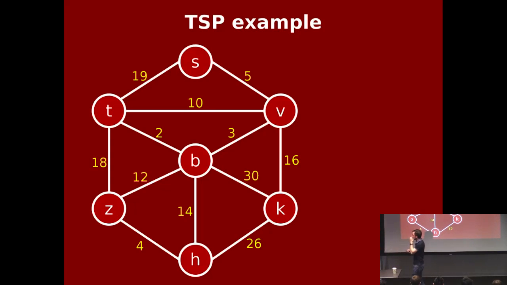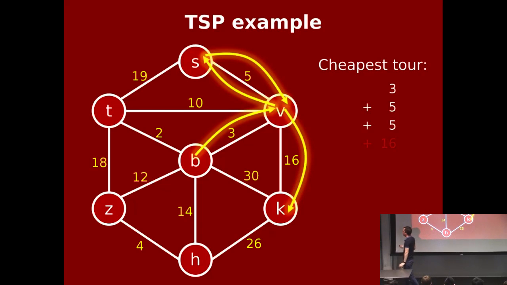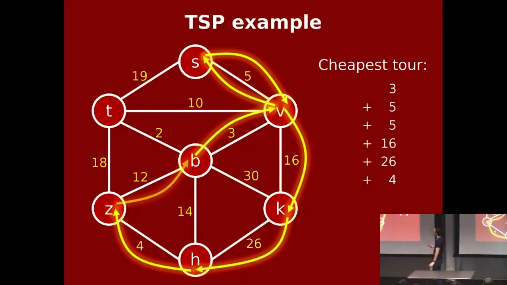I mean, one thing you can do, there's only 7 vertices, so there are only 7 factorial different orderings, and you can just try them all and see which is the best. In fact, I just wrote code that did that. 7 factorial is not that large, but n factorial is very large, so you cannot do that. Anyway, the cheapest tour for this one looks like this. Start at B, go to V, that takes 3, go to S, it's 5, go back to V, go to K, go to H, go to Z, go to B. You still got to do T, so just go to T and come back, and that's it. So the cheapest tour for this instance happens to be 71. You don't have to take my word for it.